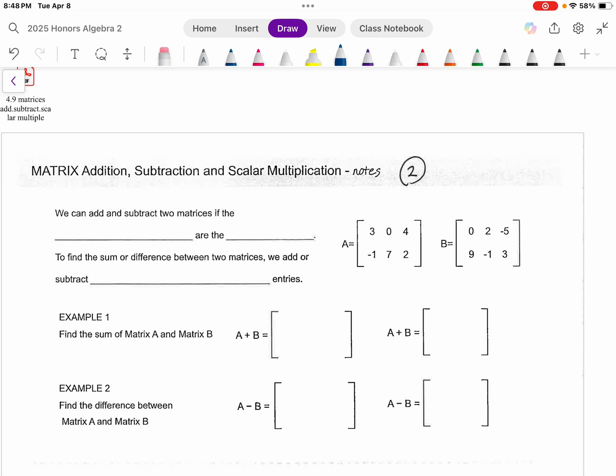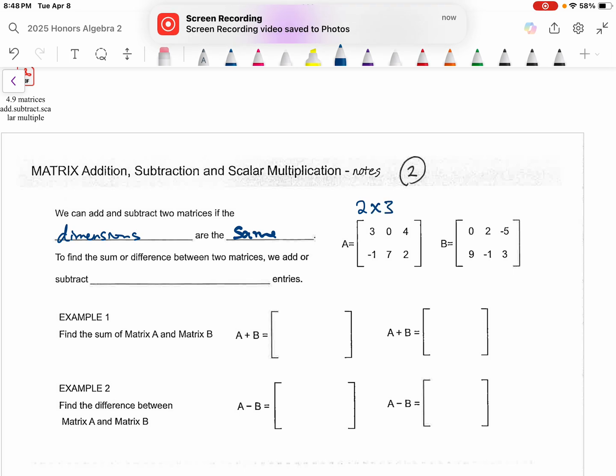So we can add and subtract two matrices if the dimensions are the same. What we mean by that is we have a 2 by 3 matrix here and another 2 by 3 matrix, and that means I'm allowed to do some adding and subtracting with them. I am not allowed to add a 2 by 3 and a 3 by 2, or a 2 by 3 and a 4 by 3. They have to have the same dimensions.